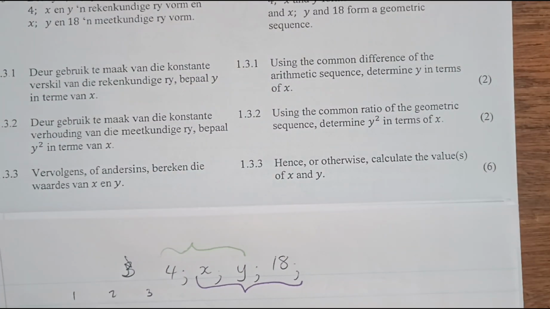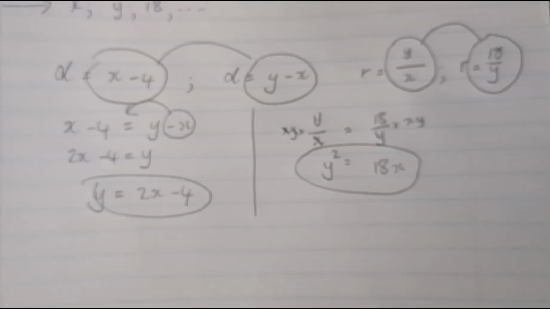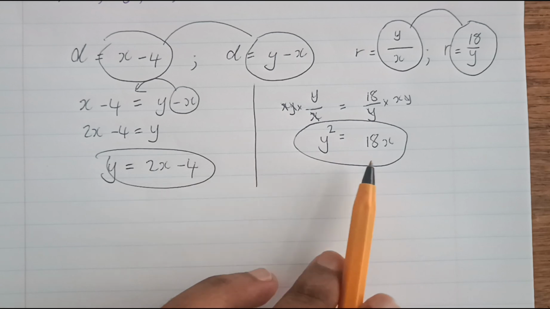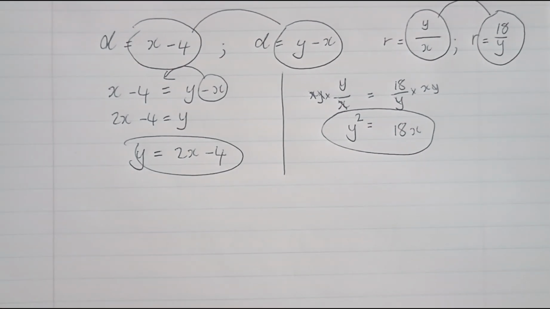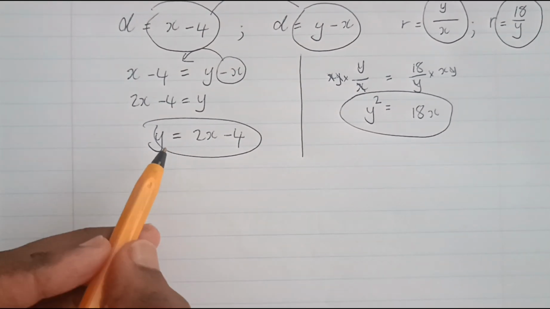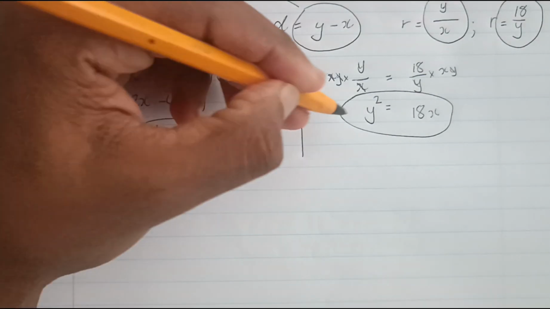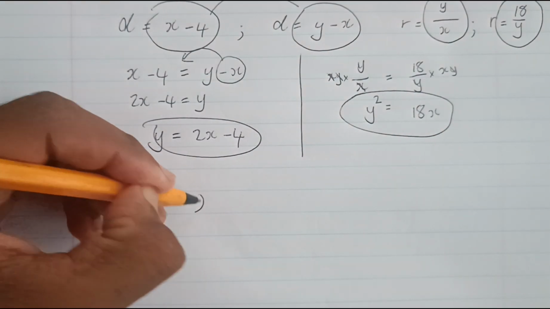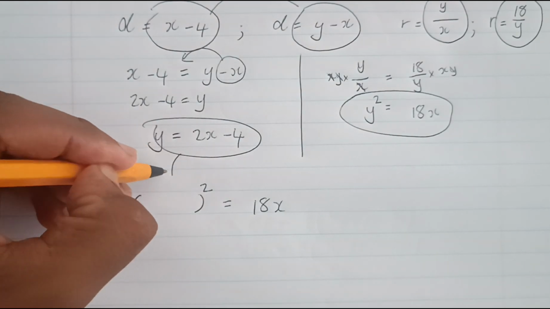Great. The last part of this question, 1.3.3: Hence, calculate the value of x and y. Okay, so now we need to use the information that we received from the previous two questions. So those two equations here, we're going to use and solve for x and y. So we're solving simultaneously. Make x or y the subject. y is already the subject. Put the new equation into the other one. So we're going to take this one and put it in here. So I'm going to say y squared is equal to 18x. Now, what is y? y is this thing.